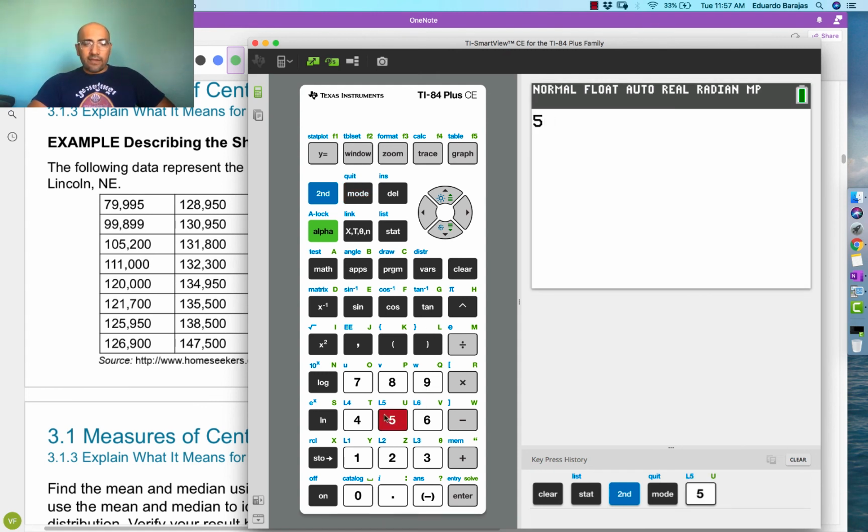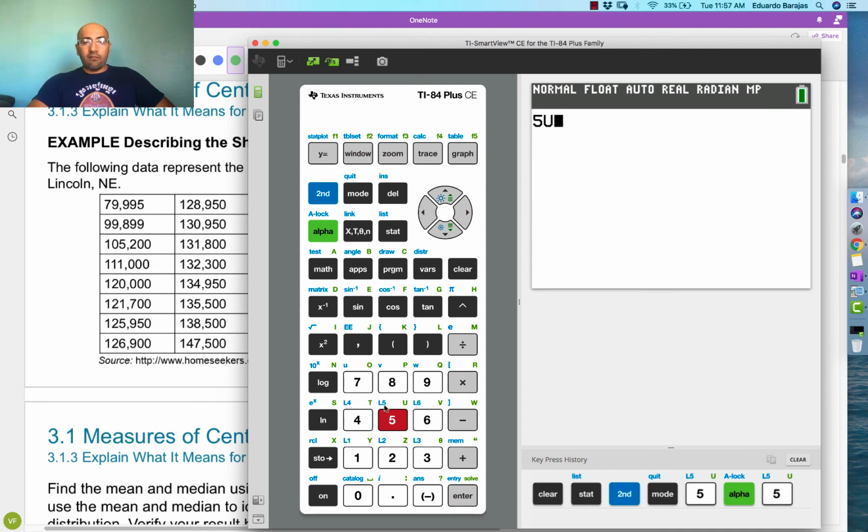On the other hand, if I want to type in the letter U, I gotta hit alpha, which is this green button, and then you'll see a little A blinking to let you know that the alpha button has been locked. And now if I come back here and hit the 5, it's not gonna do 5, it's gonna do a U.